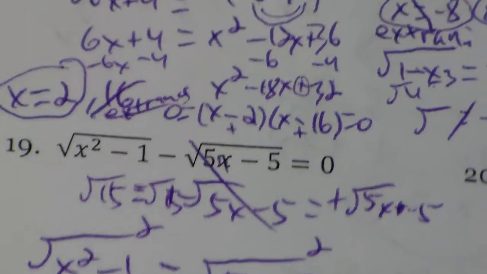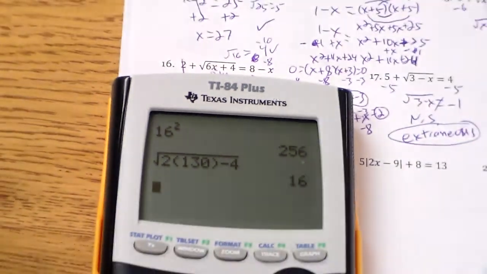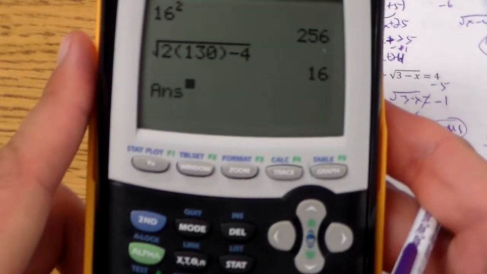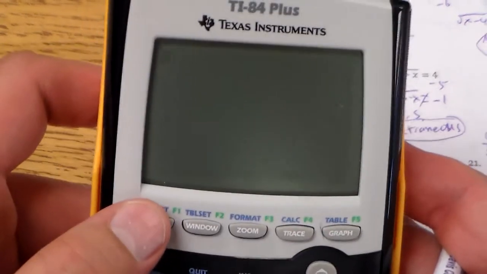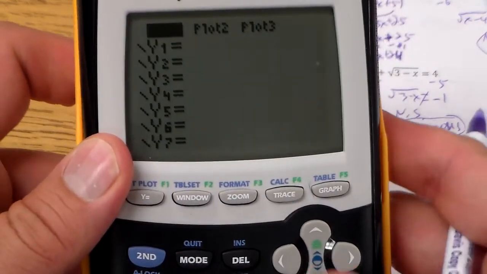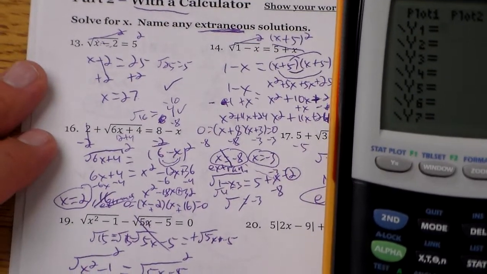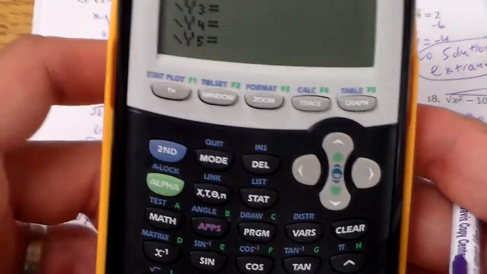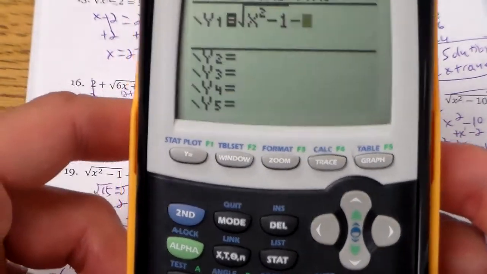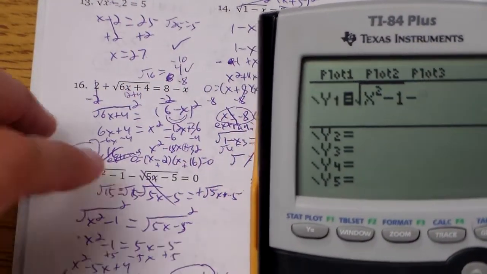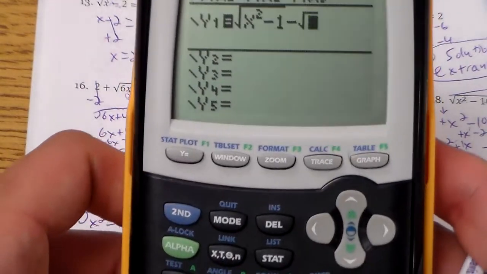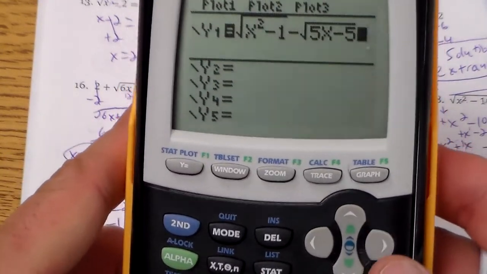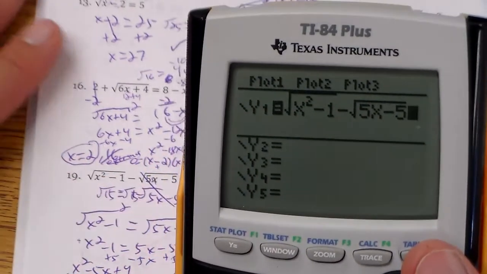But we'll go ahead and show you on the calculator real quick, because it does say you can use your calculator. So we're going to zoom out here. Okay, so with our calculator, what you do to see if it works is you go to y equals, turn off our stats plot, and we're going to type in that whole problem how it is. So that was the square root of x squared minus 1, and then minus the square root of 5x minus 5. Excellent. And then we're just going to graph that whole thing.